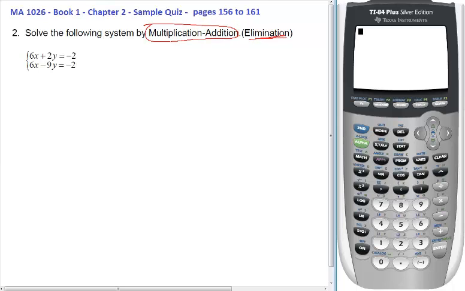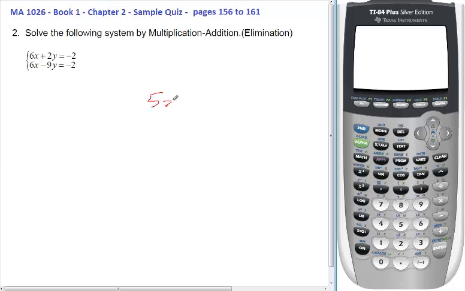Now the words imply a certain method. Multiplication addition means to multiply and add together, and then elimination implies that multiply, add together, and eliminate a variable. So we want to eliminate, get rid of one of the variables. Now we can do that if I have different signs.